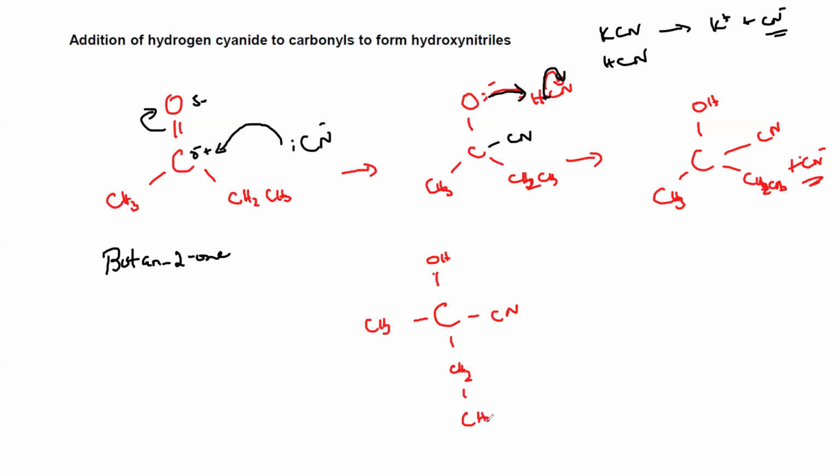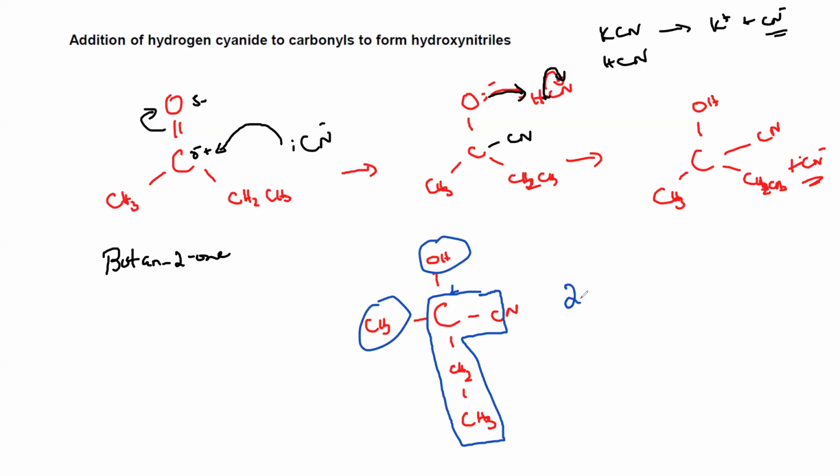First, we select the longest carbon chain and we always include the carbon of the CN group, because that's the main functional group which will affect the properties. So we include this carbon in the longest chain. So this is our longest chain. The second carbon is having the OH and the second carbon is having a methyl group. So we name in alphabetical order.